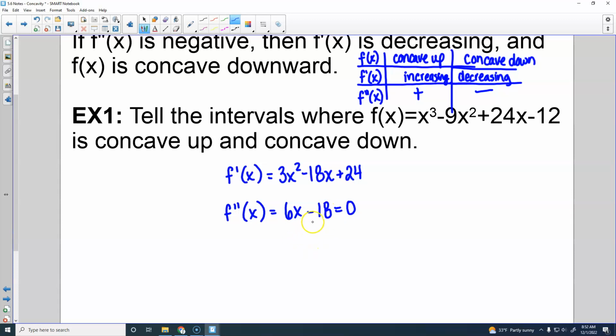So we're going to set this equal to 0. We'll get 6x equals 18. We'll divide by 6. So x equals 3. That is the place where our second derivative equals 0. So we would make a chart. And actually, you don't really need a chart here, because your second derivative is just 6x minus 18, so there's not multiple things to put on this chart.